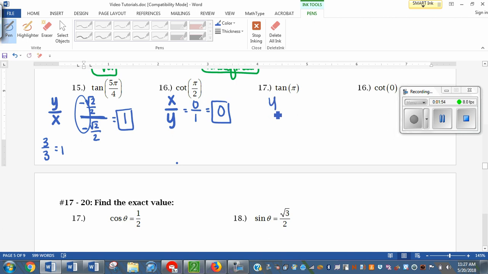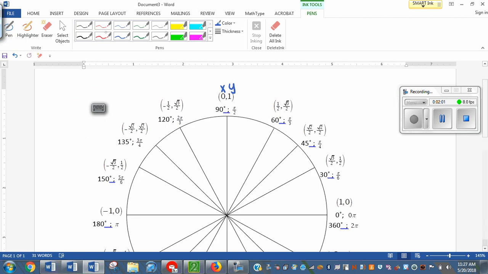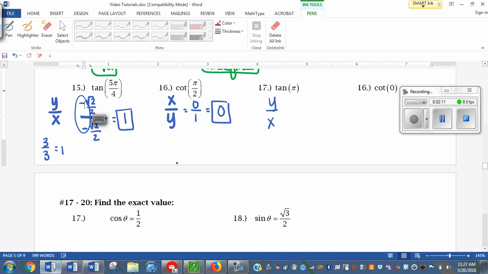Okay, tangent, again, we're back to y in the top and x in the bottom. And we want to go over to pi, which is on the left side. So here's pi, here's x, here's y. So if I'm referring to tangent, I want the 0 on the top, negative 1 in the bottom. So it's very similar to this one that we just did. It's just that there's a negative 1 in the bottom. But again, anytime 0 is in the top, we're going to get a 0.